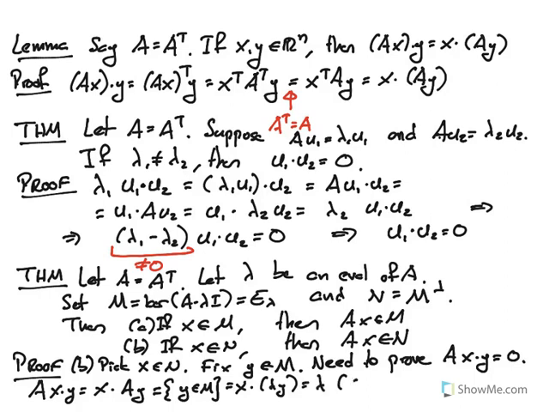So this is lambda times x dot y, but since x belongs to N and y belongs to M, and these are orthogonal complements, by definition this turns out to be just lambda times 0. So this is all 0.